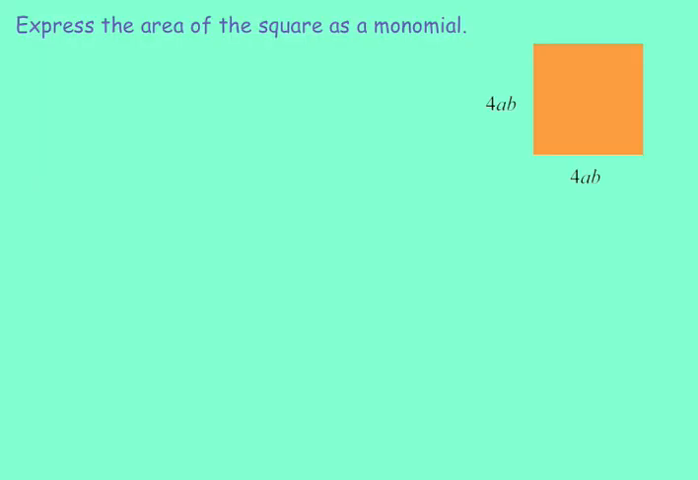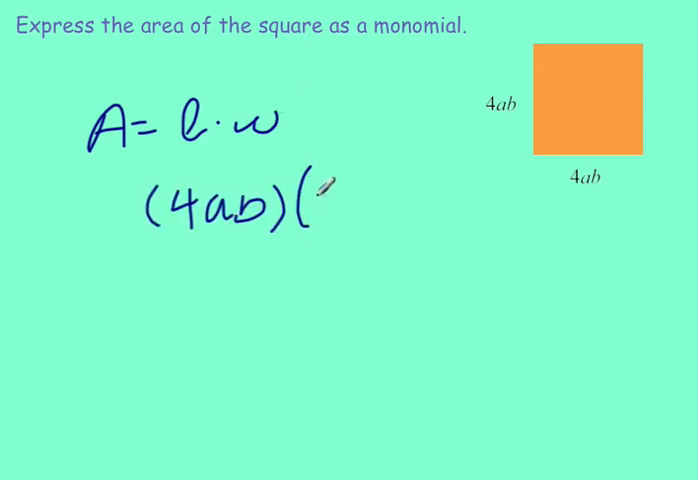Now let's take a look at number 11. So we want to find the area of the square as a monomial. The area of a square is simply equal to length times width. So all I'm doing is multiplying 4ab times 4ab. So what I'm going to do is give each of these a's and b's an exponent of 1 so that I remember that they're there when I add them.